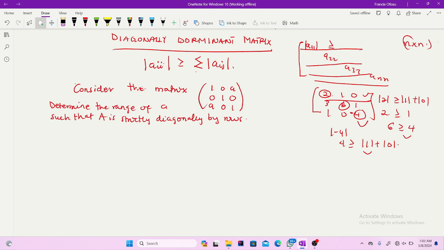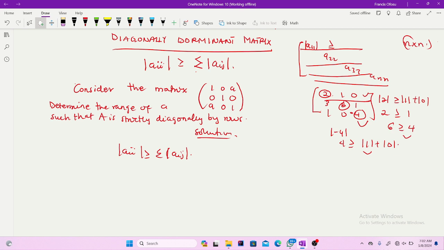So let's solve this problem I have here. It says, consider the matrix 1 0 A, 0 1 0, A 0 A. Determine the range of A such that our matrix A is strictly diagonally dominant by rows. So how do you solve such a problem? To solve this problem, you know the criteria: the absolute value of a_ii is always greater than or equal to the summation of the absolute value of a_ij, like this.